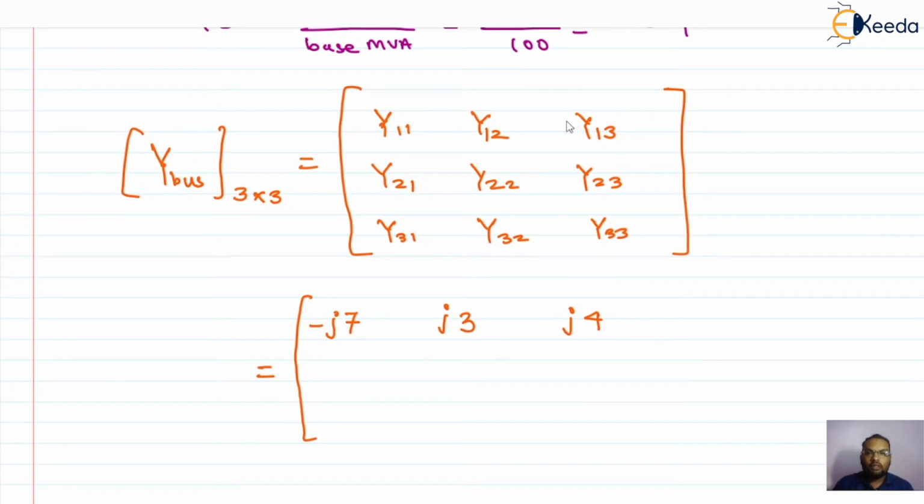See, these things will repeat here. It will be J3 and it will be J4. Why? Because Y12 is the same as Y21, because the admittance between bus 1 and 2 is the same as the admittance between bus 2 and 1. So these entries will be the same.